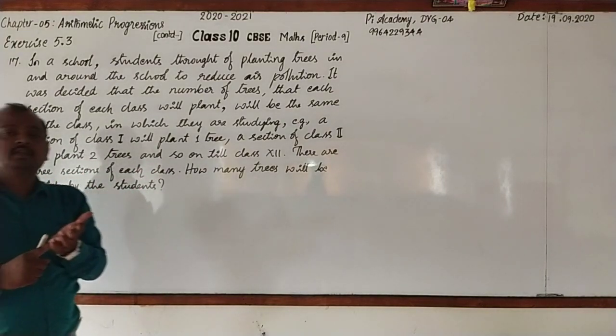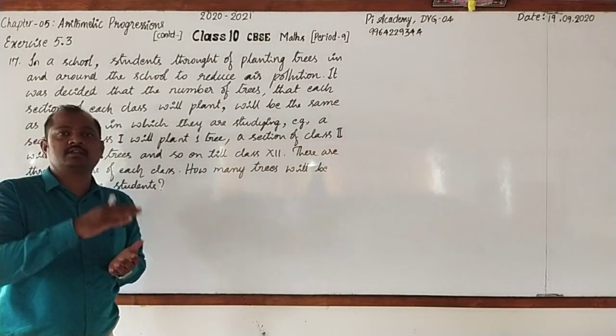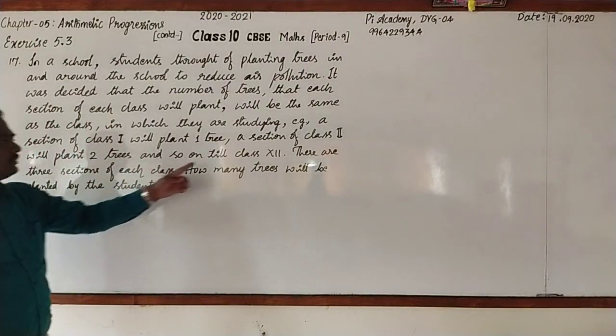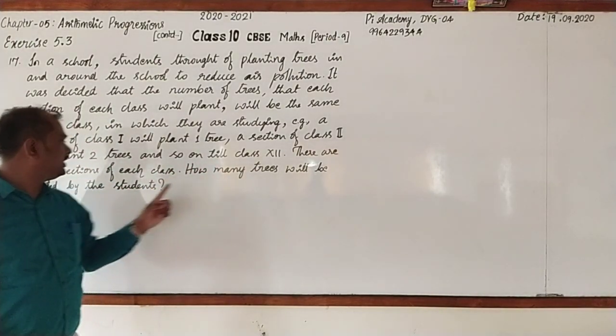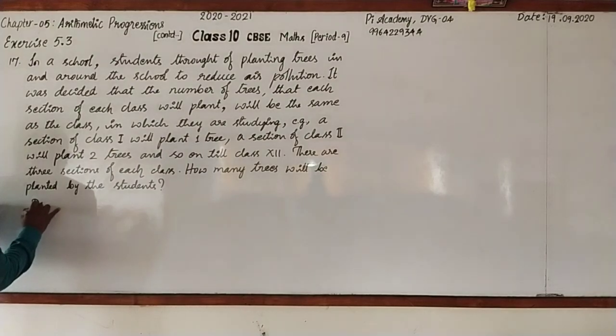First standard has 3 sections. Second class has 3 sections, like that, all the classes up to 12. How many trees will be planted by the students? Is it not simple? Definitely. Yes. Write the data with me.